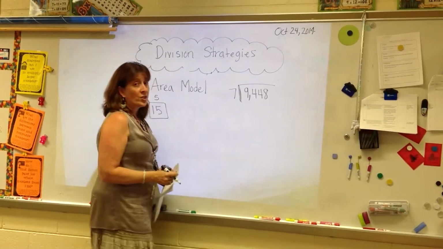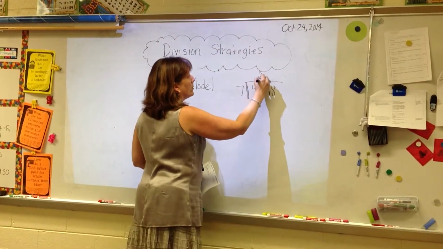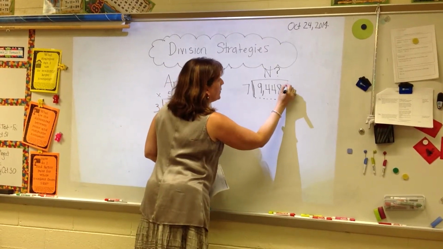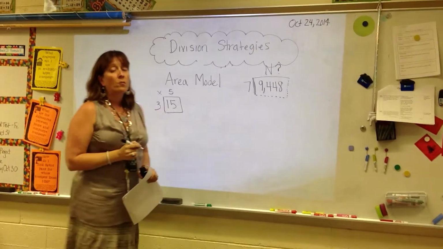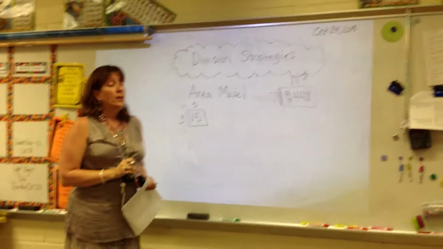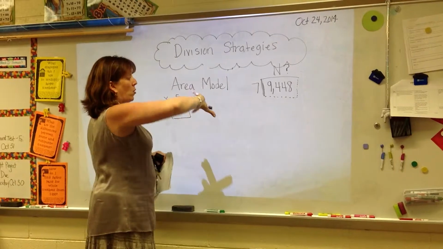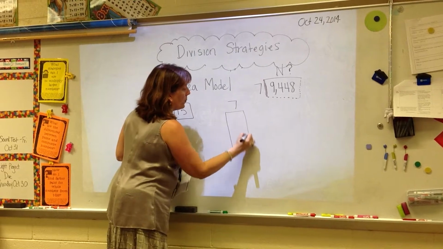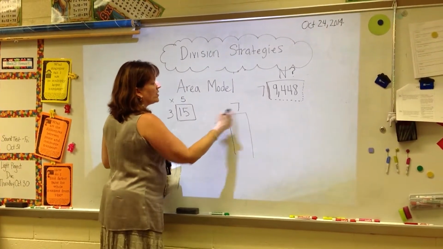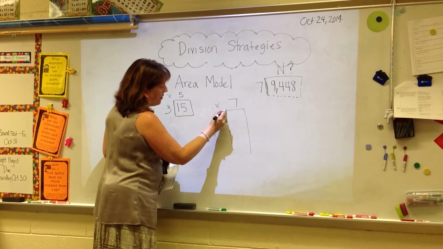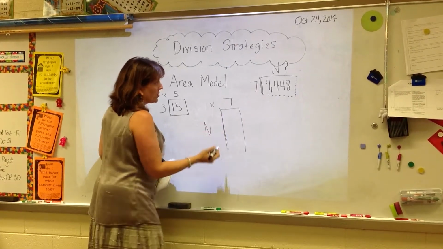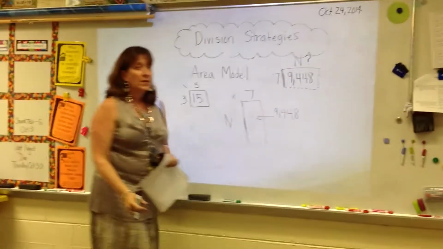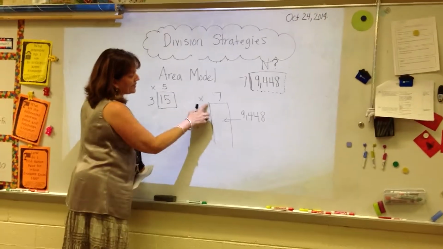We know what the first dimension is, the width. What we don't know is the other dimension. But we already know how many blocks will be inside our array, 9,448. So we're going to switch or rotate our area model, and we're going to put the divisor on top. And we know that this dimension times this length is going to equal 9,448. So that's how you set it up. And we're going to find out what this length is.